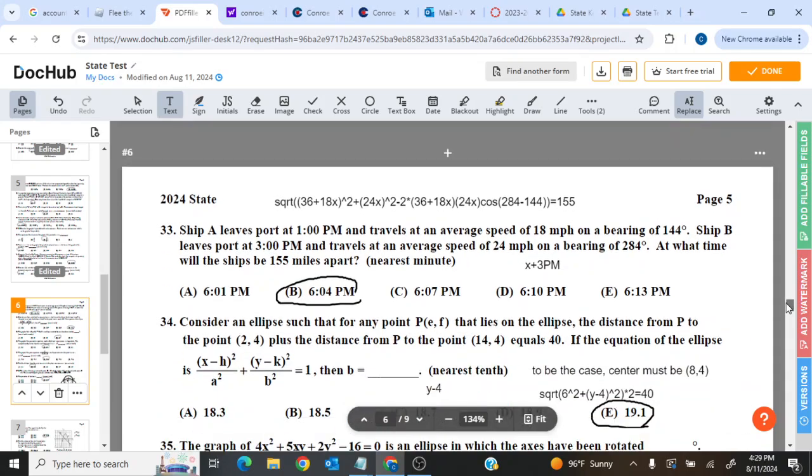Okay, ship A leaves port at 1 p.m. Travels an average speed of 18 miles per hour, bearing 140 degrees. Ship B leaves port at 3 p.m. Travels 24 miles per hour at 284 degrees. What time will the ships be 155 miles apart? Give me a sec.